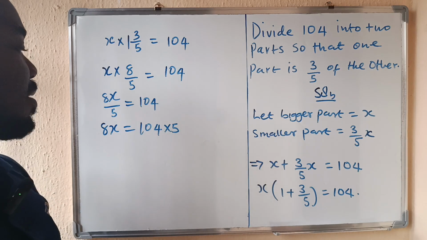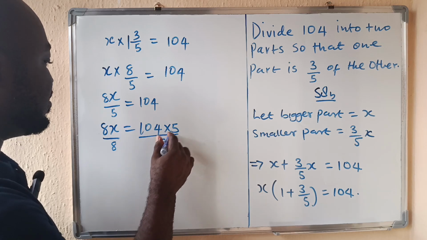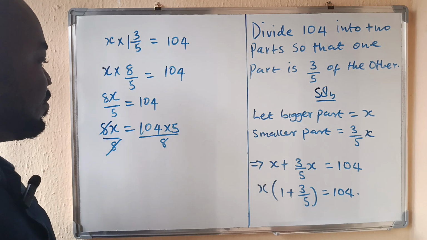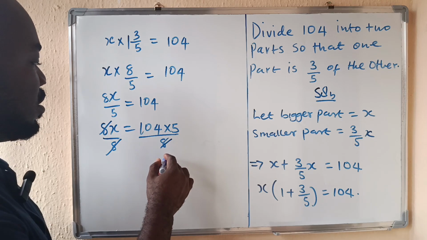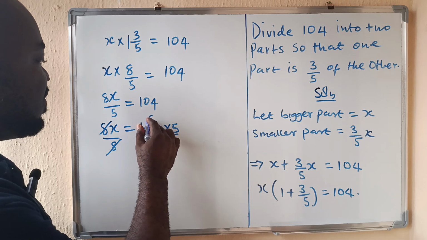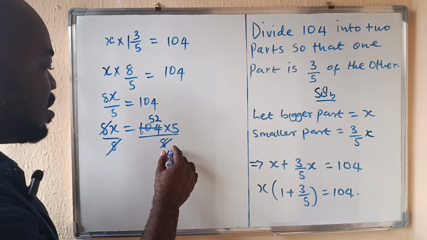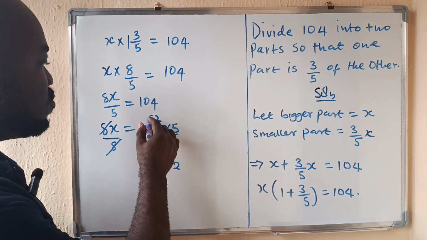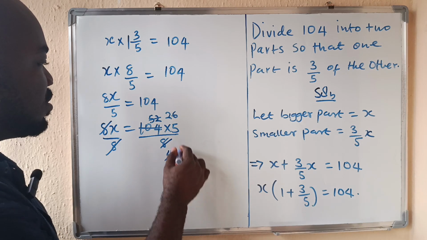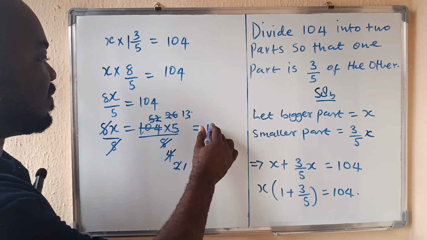And I can divide both sides by 8. I divide by 8, divide by 8. So 8, bring 8 down. 2 go here, will give me 4. 2 go here, will give me 52. Okay, so 2 go here, will give me 2. 2 go here, will give me 26. 2 go here is 1. 2 go here is 13. So I'll be having 13 times 5.